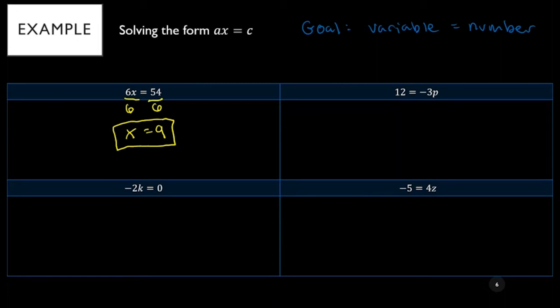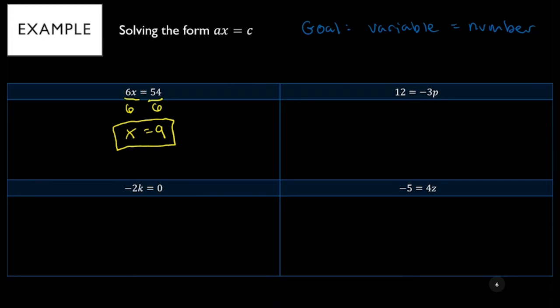So if I move to the top right, I've got 12 equals negative 3p. In this part, the p is on the right, which is totally fine. It doesn't matter whether the variable is on the left or the right, but we need to get rid of the negative 3 that's in front of there.